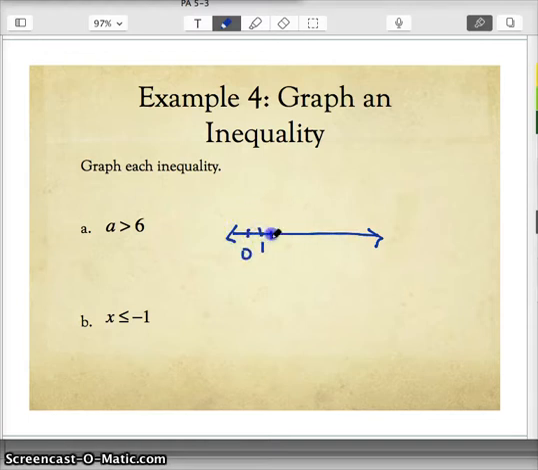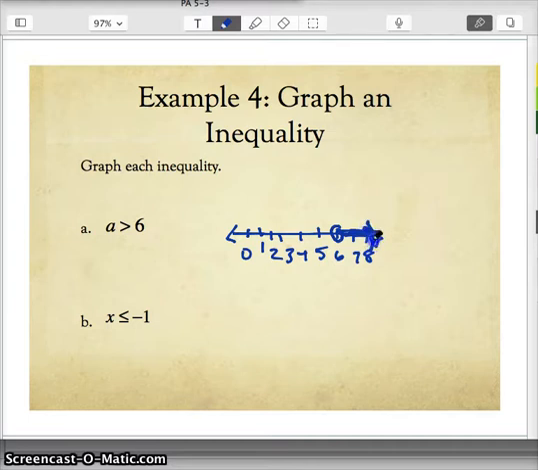1, 2, 3, 4, 5, 6, 7, and 8. Just put some numbers down so I can figure out what's going on. I don't want A to equal 6, but 6 is a pivotal point in what we're talking about. So I'm going to put an open circle at 6 because I don't want A to equal 6, but I want A to be everything greater than that. So I'm going to shade in everything to the right with an open circle.